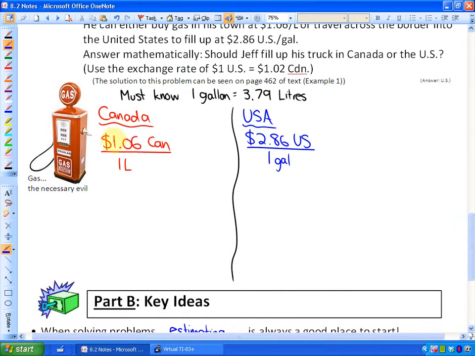We know that in Canada, which I'm going to solve in red, it's $1.06 Canadian for 1 liter of gas. In the United States, it's $2.86 United States for 1 gallon. So the first thing I'm going to do is convert my United States money into Canadian money. And if we know $1 United States is $1.02 Canadian, if I times this by $1.02, that's going to give me how much it is Canadian.